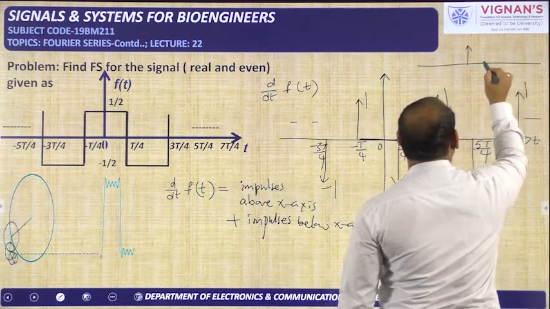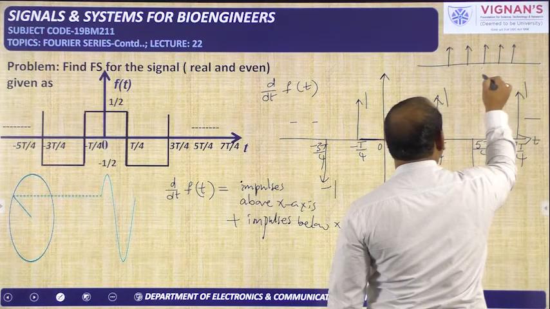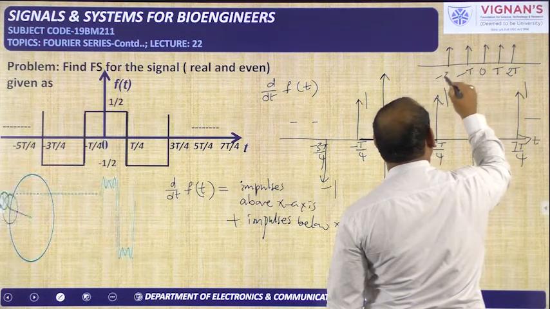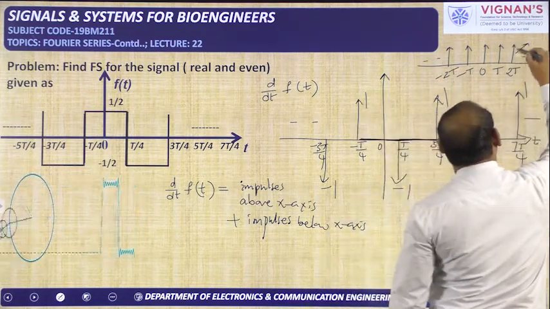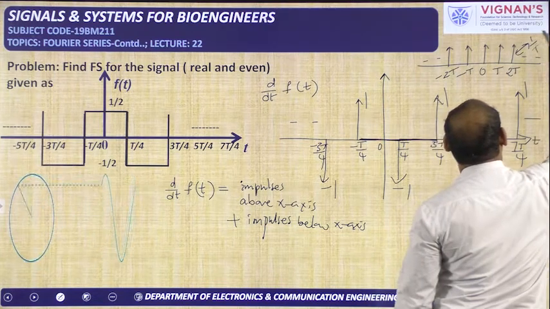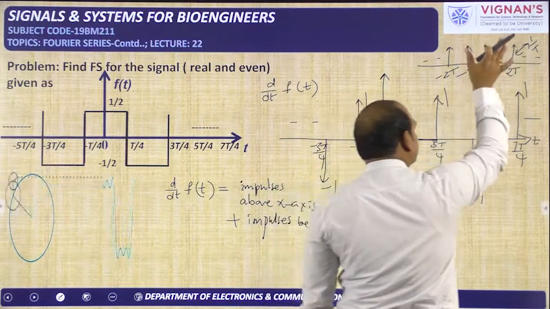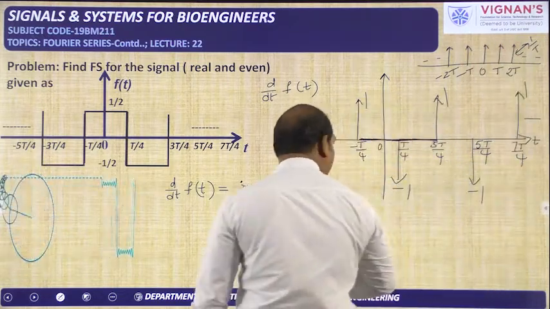If you take the impulse train, this is 0, this is T, this is 2T, and this is -T, -2T, like that. Here the impulse train is available. For this impulse train, already you know the coefficient, that is 1/T we got. Okay, 1/T, that one you need to remember. For the impulse train, the Fourier series coefficient is 1/T. Cn is equal to 1/T we got.